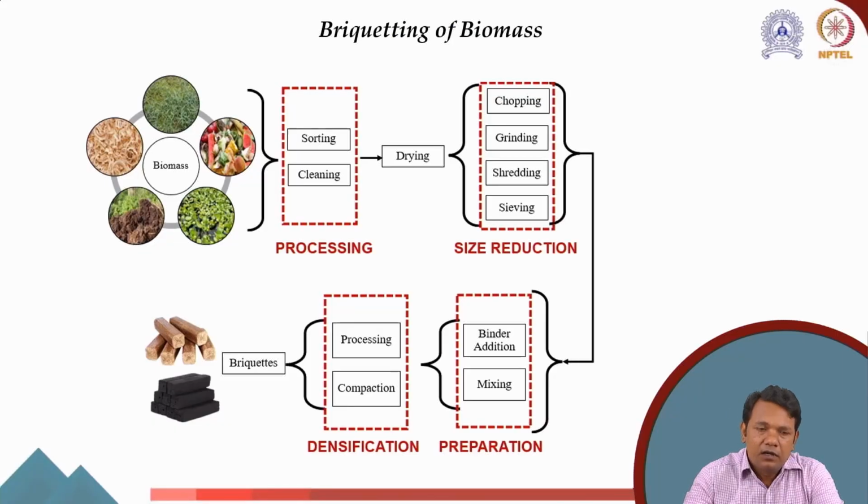If you remember, in the previous class, we discussed the briquetting of biomass and how to develop a process flow diagram for biomass briquetting. However, due to shortage of time in the previous class, we couldn't discuss each and every step. So in this class, we will discuss each and every step of biomass briquetting, particularly sorting, cleaning, drying, size reduction, preparation and densification. All these parts we will understand in detail.